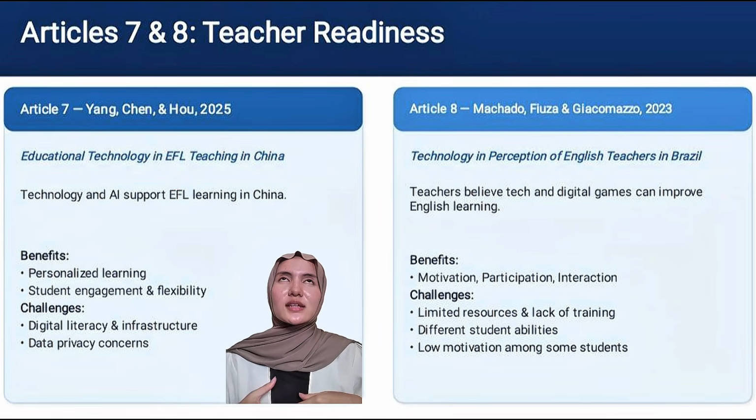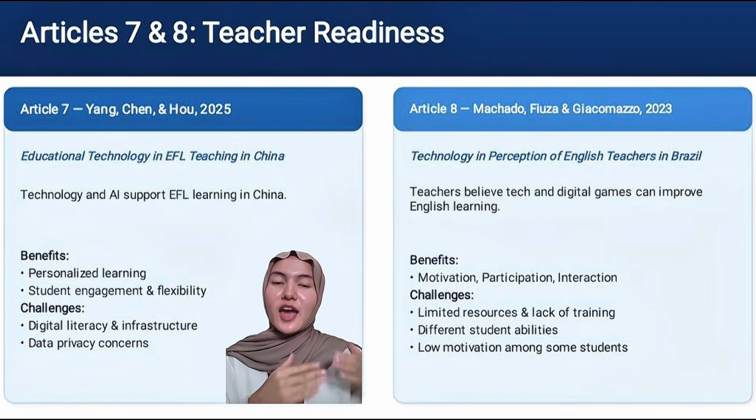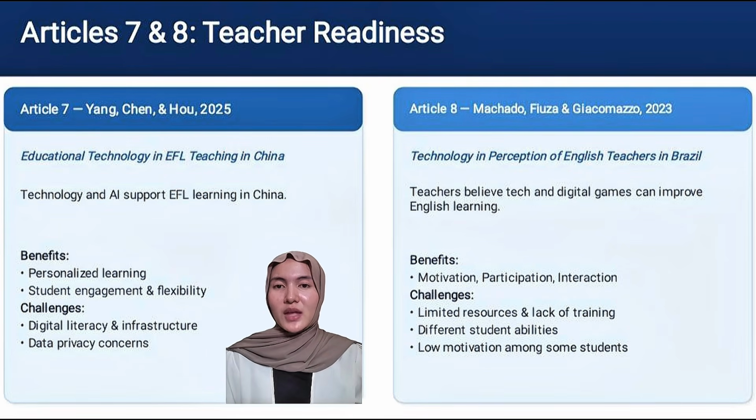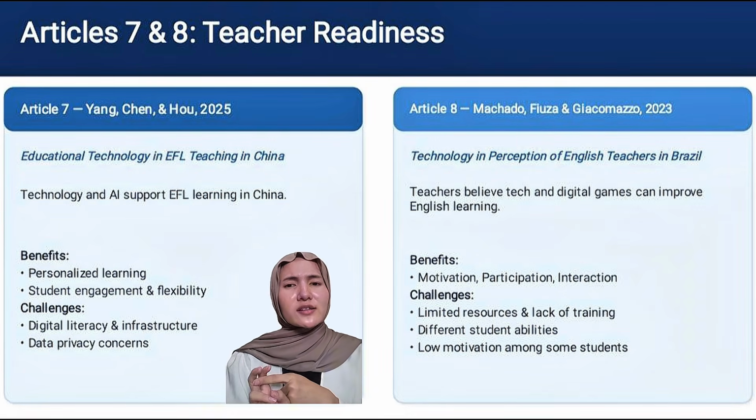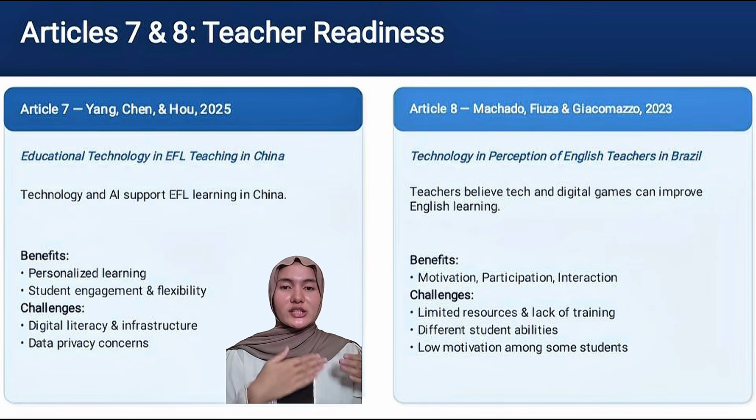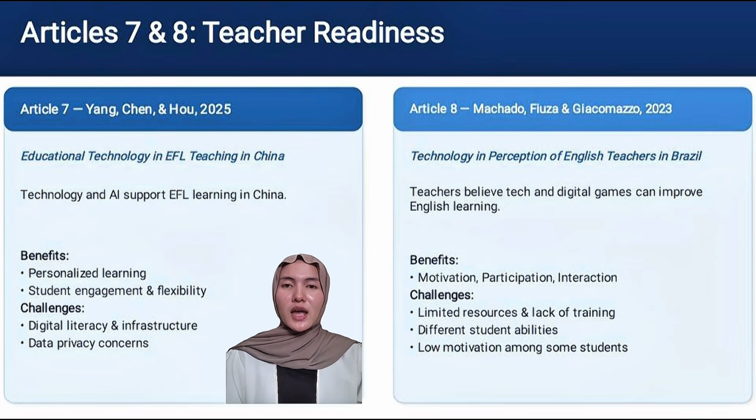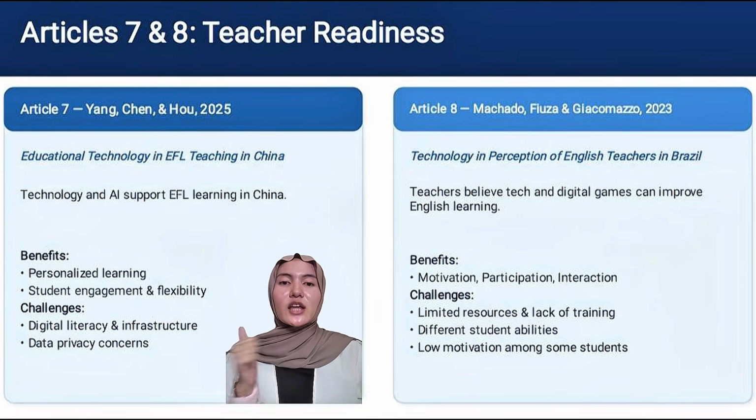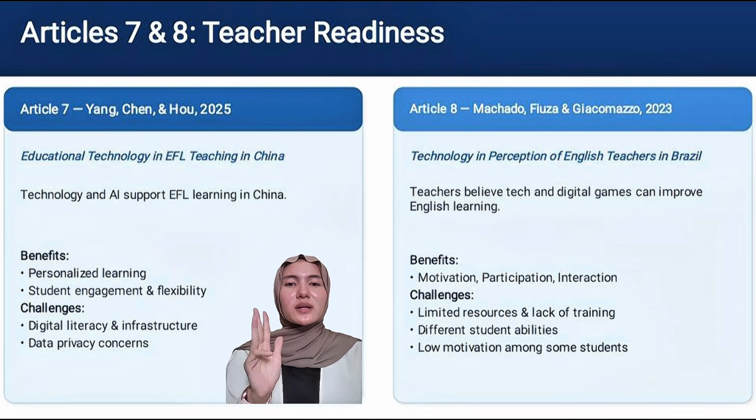This article discusses educational technology in EFL teaching and learning in China. It explains that AI tools, learning management systems, mobile learning applications, and social media can support English learning. These technologies can improve student engagement, personalized learning, flexibility, and classroom management. However, the article also mentions challenges such as digital literacy, infrastructure, data privacy, and classroom management problems.